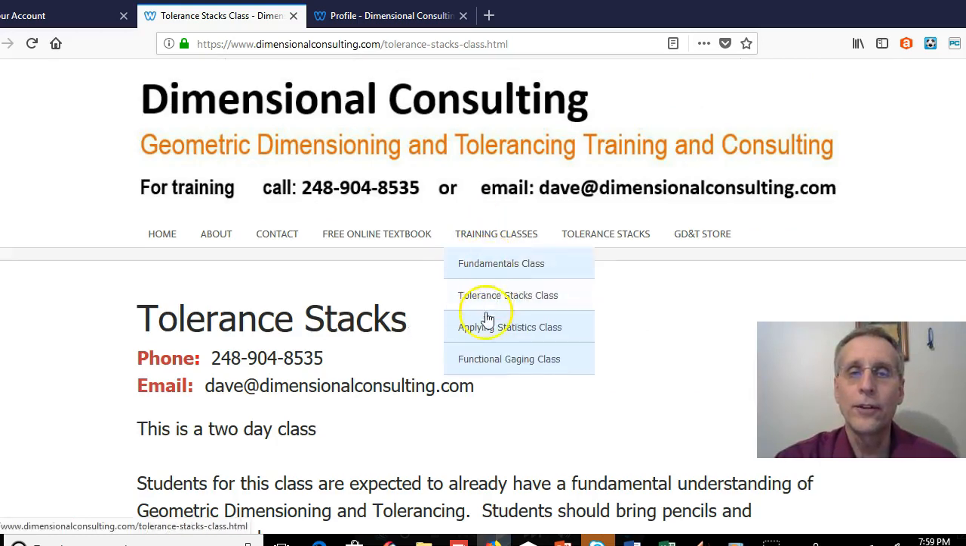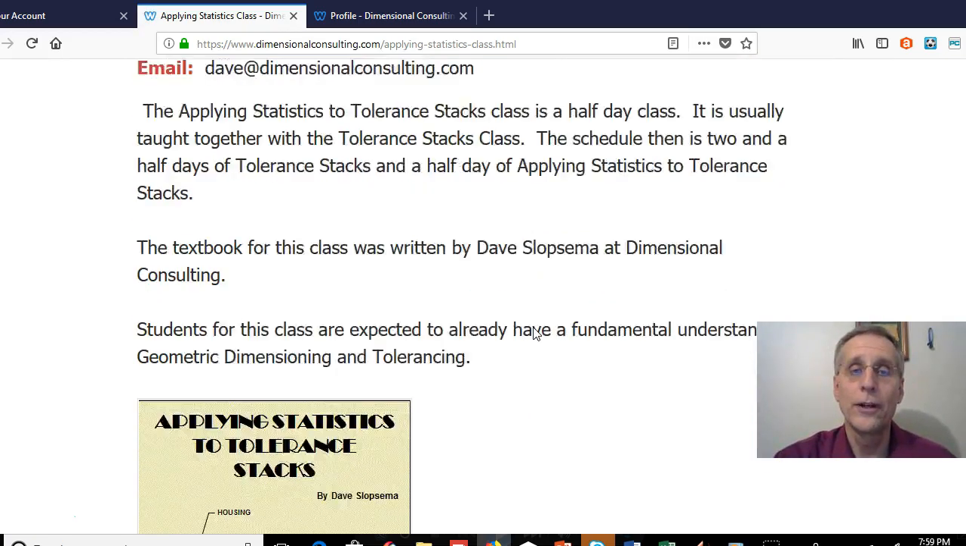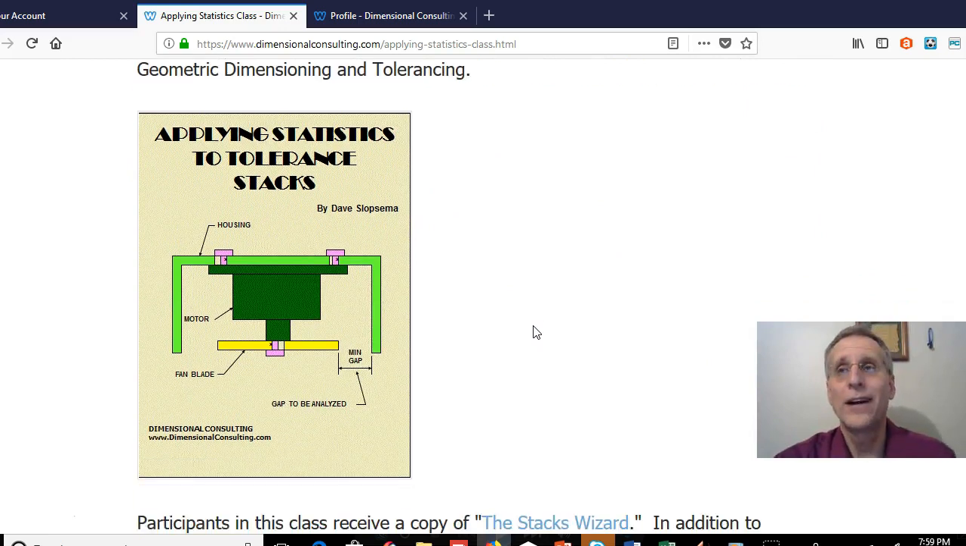So that's the tolerance stacks class, and then there's the appliance statistics class. Now, once you get done truly understanding tolerance stacks, you realize that the answers you get will actually never happen, because the answers in a limit stack assume that all the parts are going to be manufactured at their extremes at the same time, and that's never going to happen. So it's good to understand the statistics of what's likely to happen instead of just the worst case possible that could happen. And that's what we talk about in the appliance statistics class.